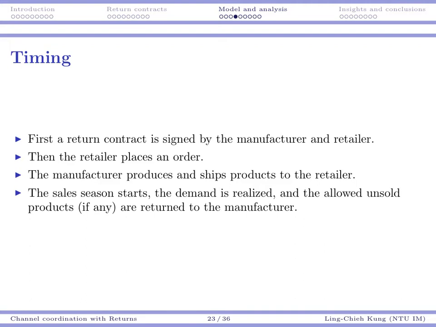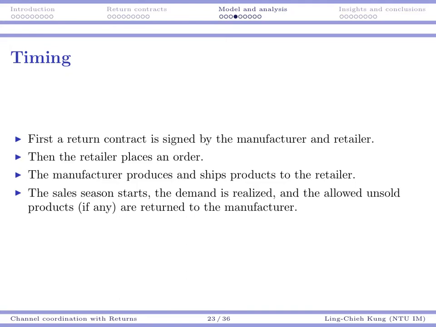So the timing, let me try to review the timing for you. First, they will sign a return contract. In this study, we do not specify how this return contract is determined. Okay, we do not assume it is the manufacturer's decision or the retailer's decision or who makes the decision. We just allow all the possibilities to occur. And we want to ask whether there is any return contract that can induce efficient order quantity.